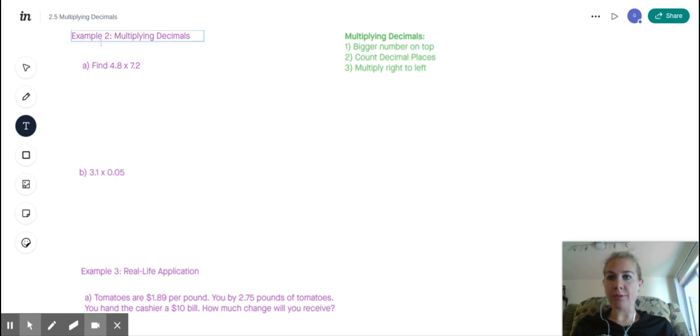All right, let's go over example 2, multiplying decimals. And this is part of chapter 2, section 5, multiplying decimals. Okay, our first problem is find 4.8 times 7.2. Our first step is to put the bigger number on top. So that would be 7.2. And we're multiplying times 4.8.